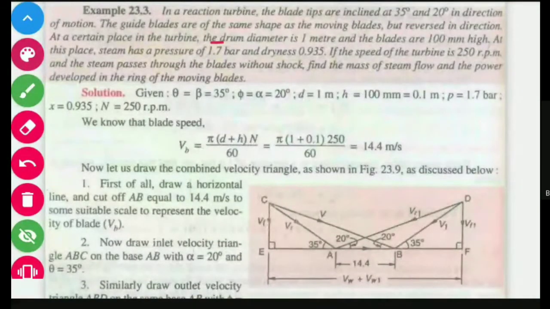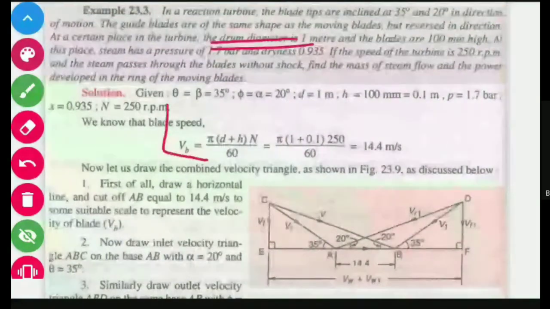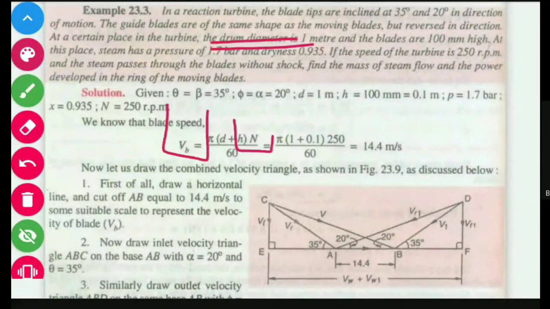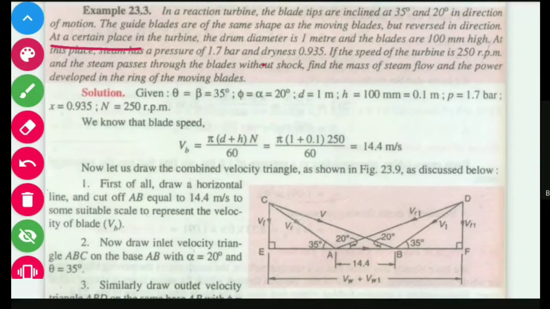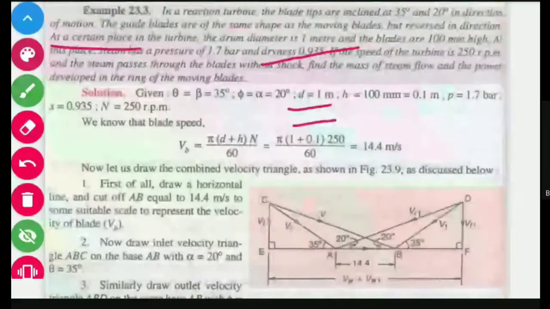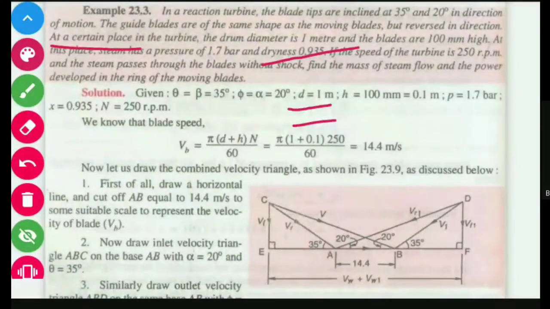He mentioned the same shape, which means theta is equal to beta and alpha is equal to beta as the moving blades, but reversed in direction. At a certain place in the turbine, the drum diameter is 1 meter, and the blades are 100 mm in height. Sometimes they may give 10 centimeter. Conversion: 10 centimeter or 100 mm, both are the same as 0.1 meters. You have to convert.